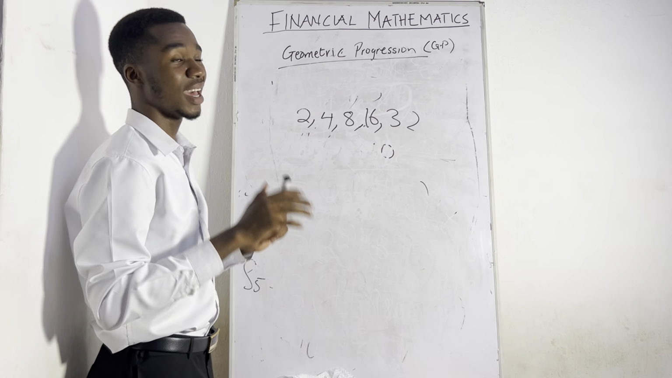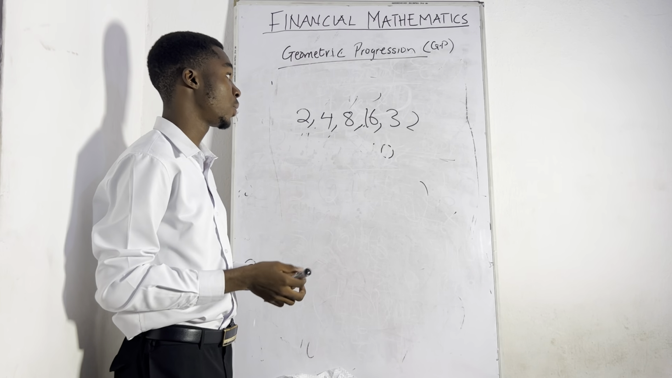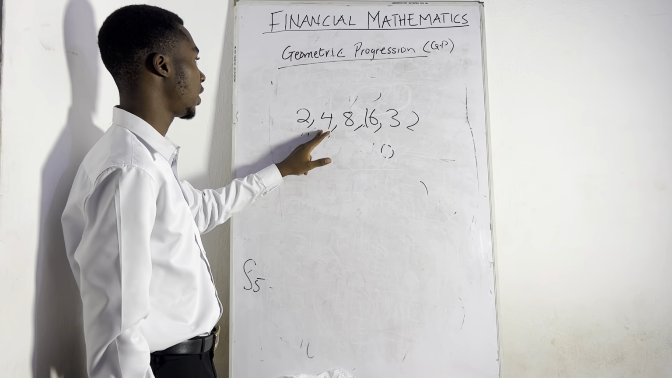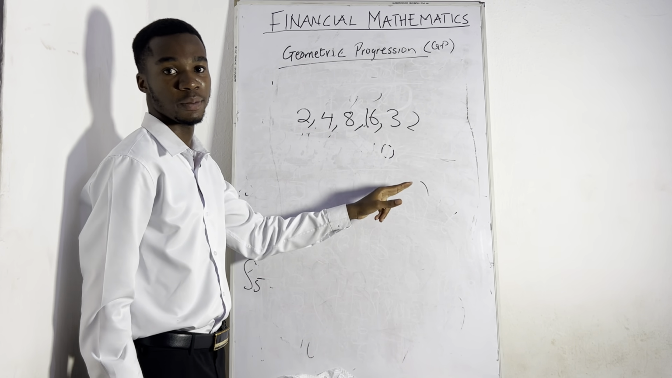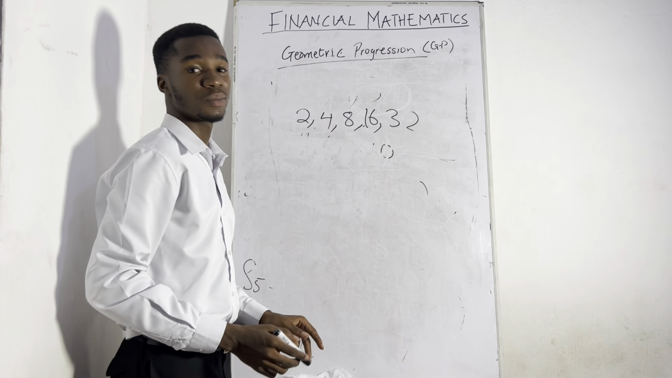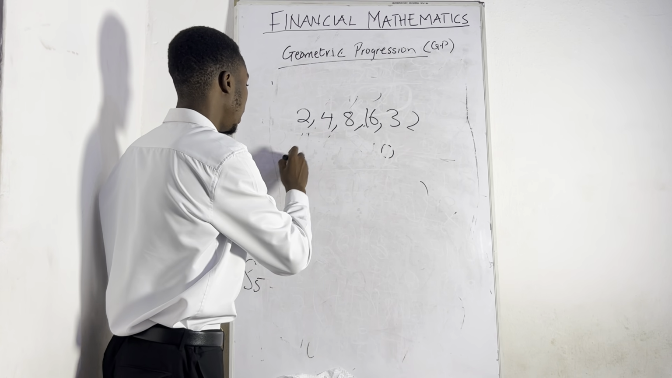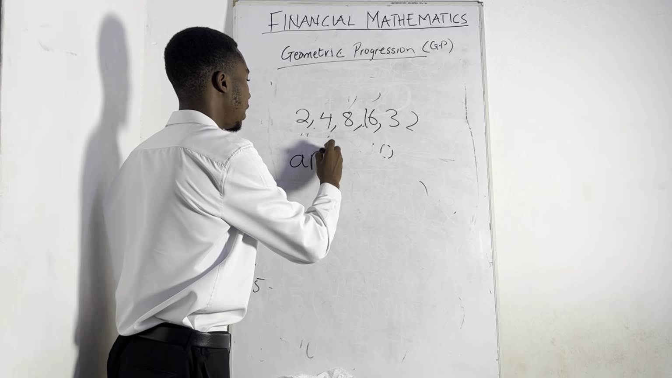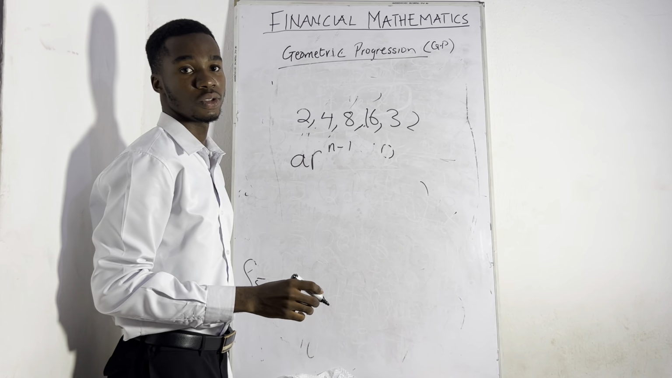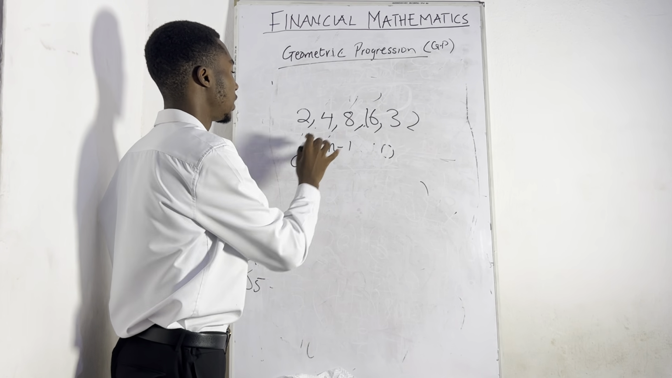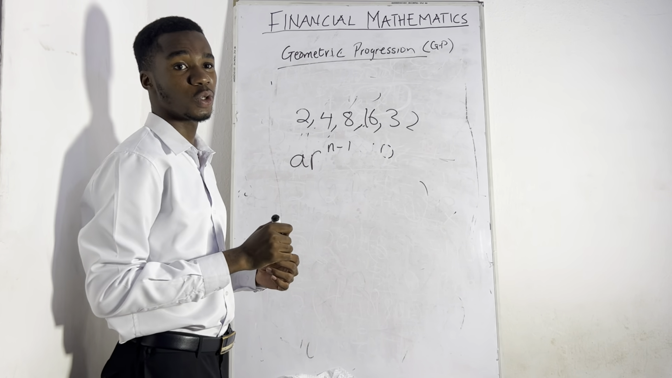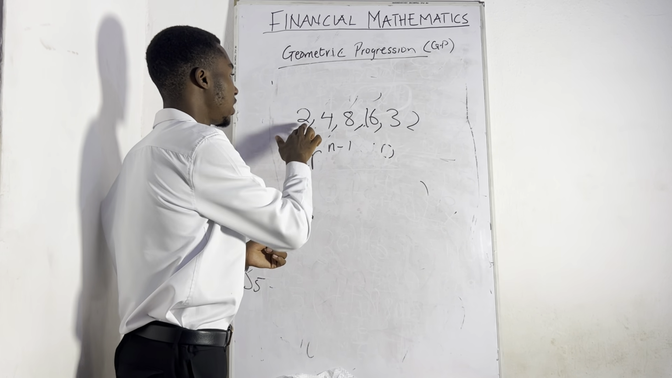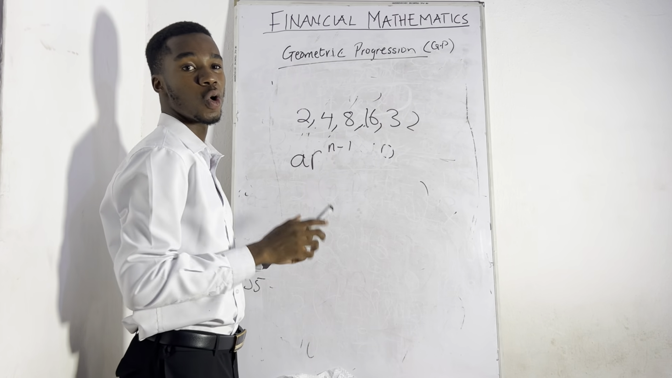And if you want to find the end term of a geometric progression, assuming this one, we have the first term, second term, third term, fourth and fifth term. You want to find the sixth term. You use the formula A R exponent n minus 1, where A is also your first term. So here, our first term is 2. Then R is the common ratio.